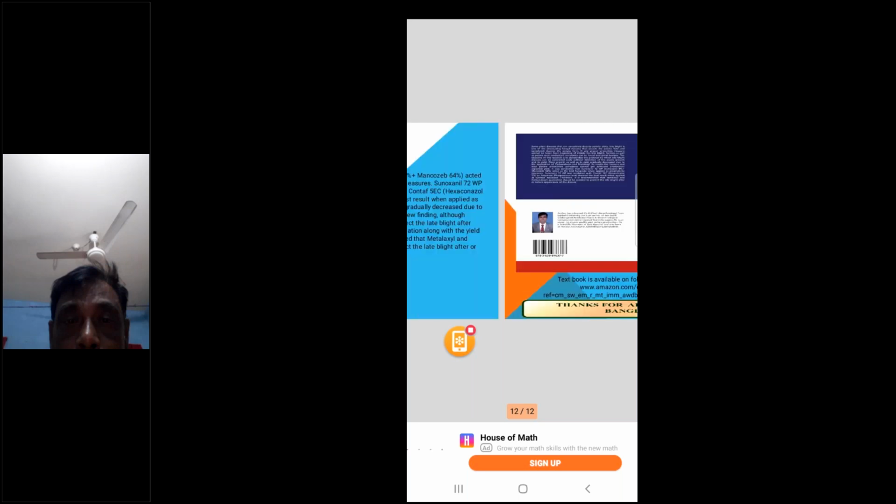Sonaxylin 72 WP was combined with Conta. This is the mancozeb. This is mancozeb with hexaconazole or in the active phos. This is the group of phosphorus acid. Show the best result when applied as a curative measure. This means after affecting the leaf blight disease.